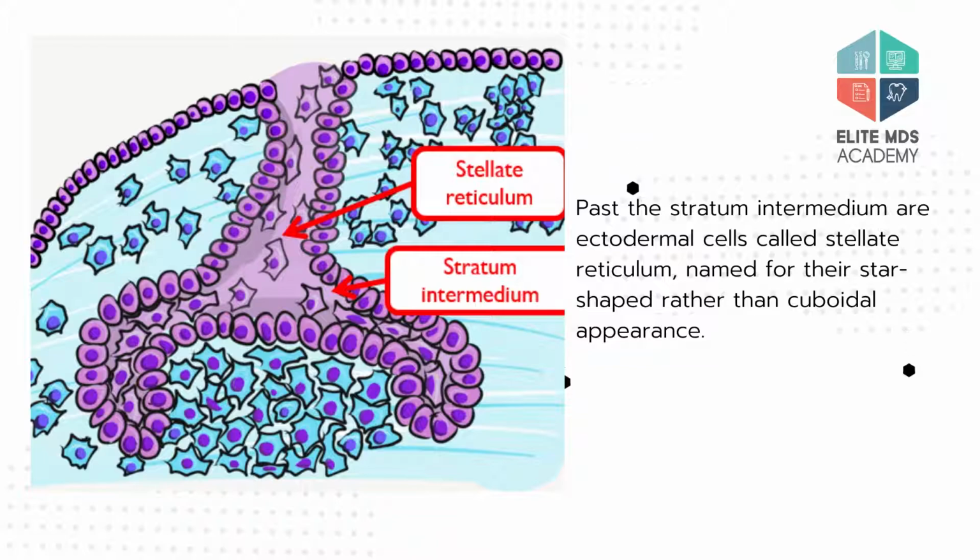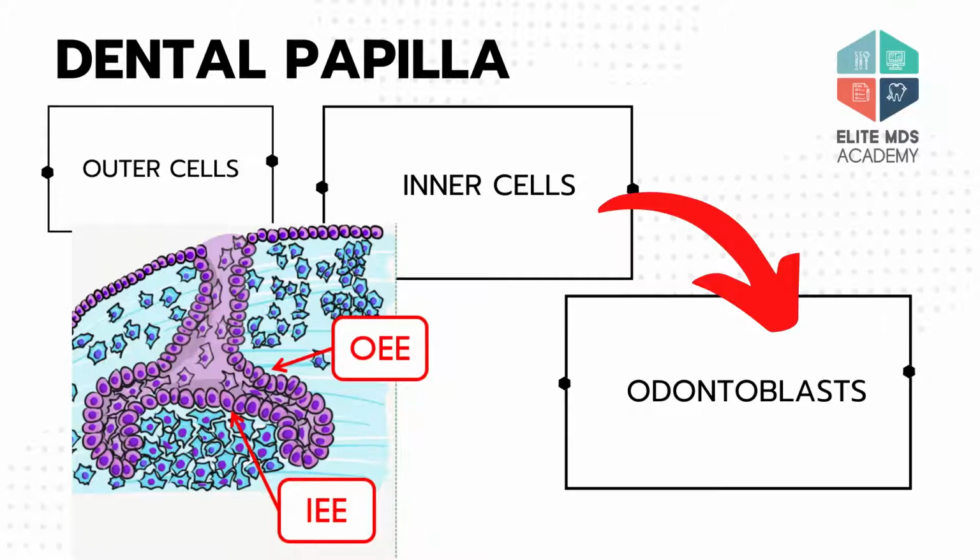Past the stratum intermedium are ectodermal cells called stellate reticulum, named for their star-shaped rather than cuboidal appearance. These cells help induce the IEE to differentiate and begin enamel production. These cells are found in the superficial but not the deeper regions of the growing tooth germ, which is why enamel is only produced in crowns and not in roots of teeth. The dental papilla may be subdivided at this time into an outer region and a central region. The outer cells differentiate into odontoblasts, while the central cells form many cell types found in pulp.